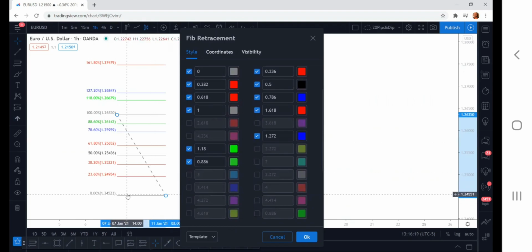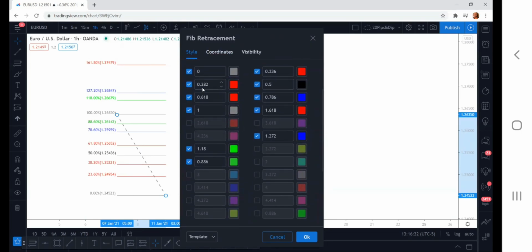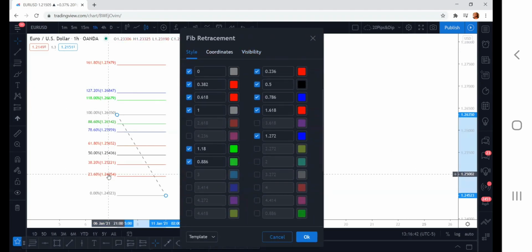So we have the 0, the 23.6%, which these are decimals, obviously turning into percentages. And there's a setting down here for that. I'm going to show it to you. The 0.382, okay, I have this as red. I have the 23 as red. You're going to edit the color. You can edit to whatever you want it to be, but I think the color coordination helps.